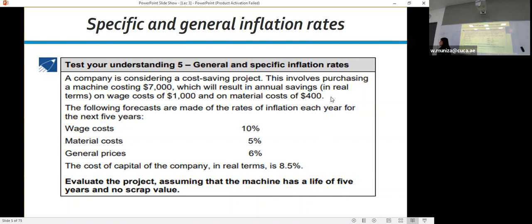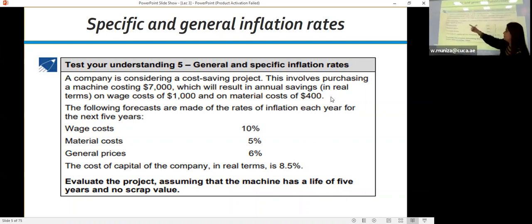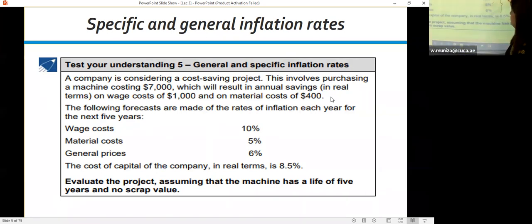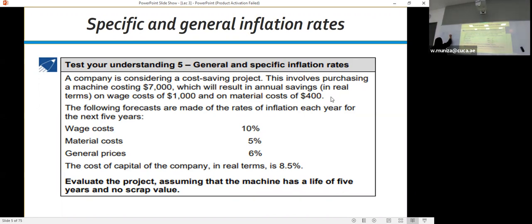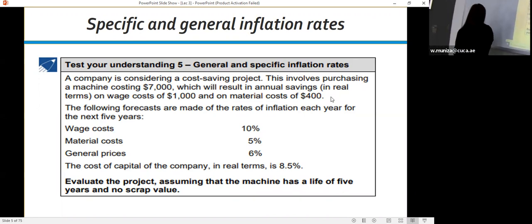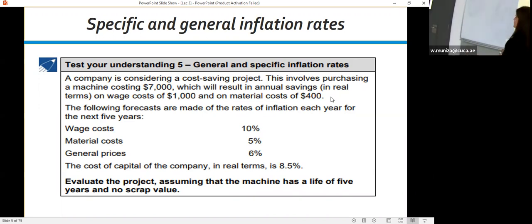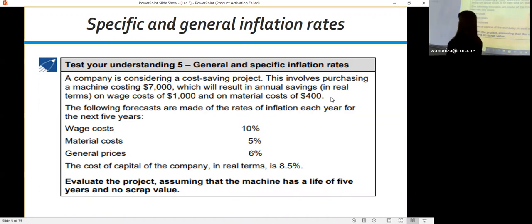Then, students, we do have materials. Materials are in current terms. They have to be inflated. They are going to be inflated using this 5%. Can you do it for the first year? What is the material cost? 400. For the first year, 400 into (1 plus R), which is 0.05, raised to the power n, that is 1. What answer are you getting? 420. In exam, do not show this.